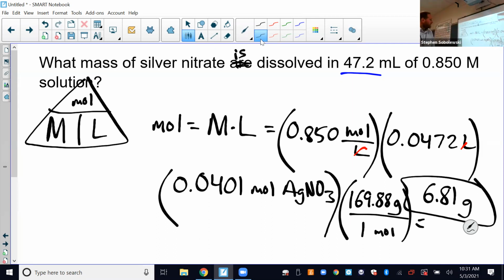Okay, so what mass of silver nitrate is dissolved? Right there. So if you want to picture actually working with this in the lab, you would open up your container of silver nitrate. You would scoop out 6.81 grams. You would add enough water to make 47.2 milliliters. And then there's your 0.850 molar solution.